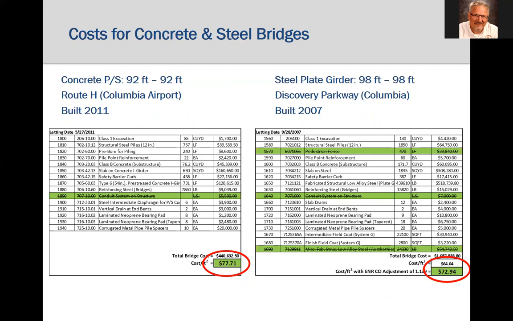We see that the concrete bridge has a cost of $77.71 per square foot, and the steel bridge comes in at $72.94. However, the concrete bridge was built in 2011 and the steel bridge was built in 2007, and that 5-year difference does have an impact on cost due to inflation.